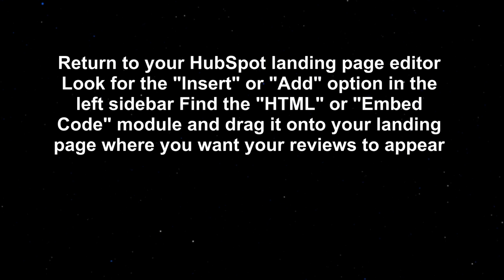Return to your HubSpot landing page editor. Look for the Insert or Add option. In the left sidebar, find the HTML or embed code module and drag it onto your landing page where you want your reviews to appear.